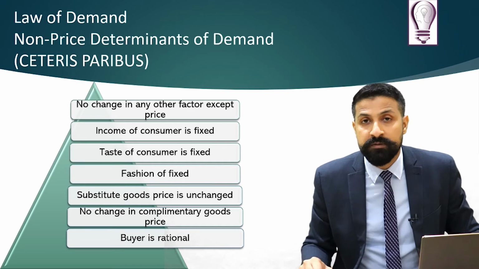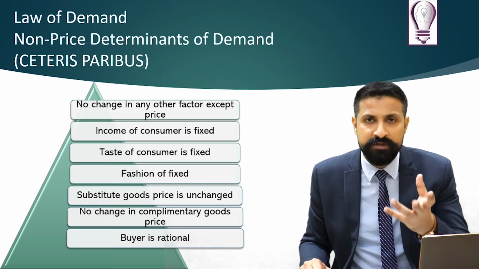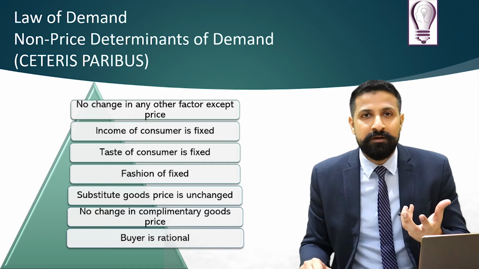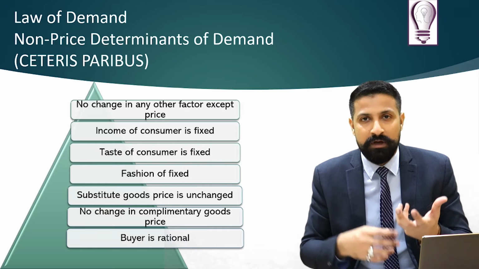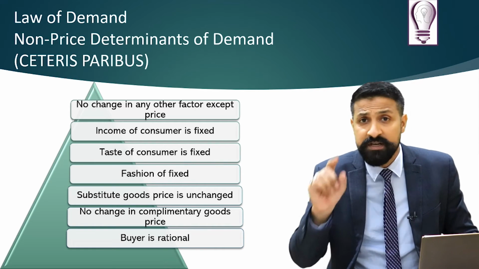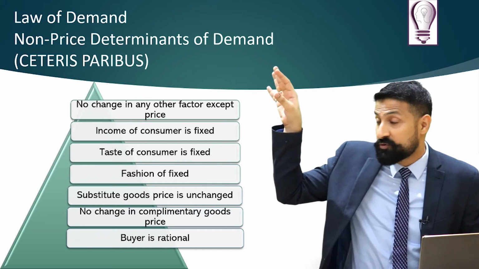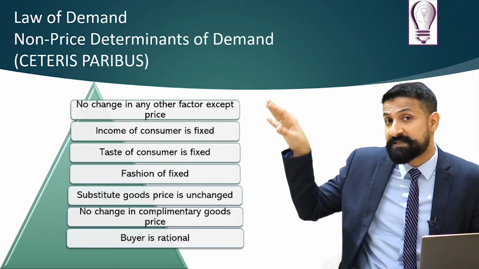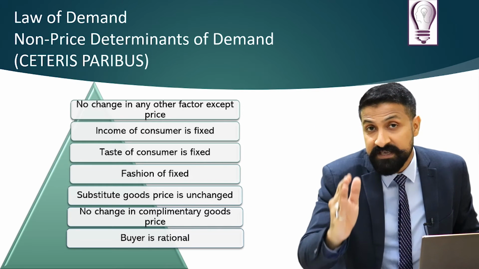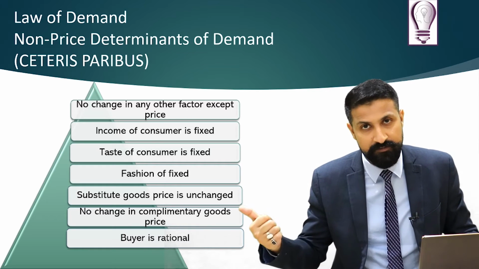You know what is called a complementary good? Complementary goods are the goods which come along with the actual product. For example, you buy milk, so the plastic bottle comes together with that milk. That is the complementary good. There is no change in the prices of the complementary good. You have to assume all these variables fixed, then you will be able to draw your demand curve.